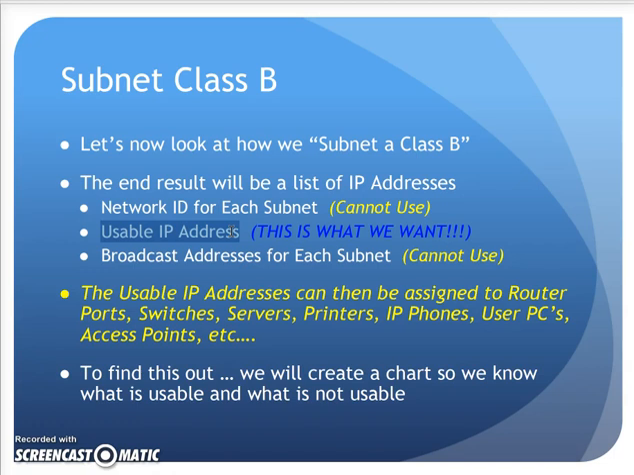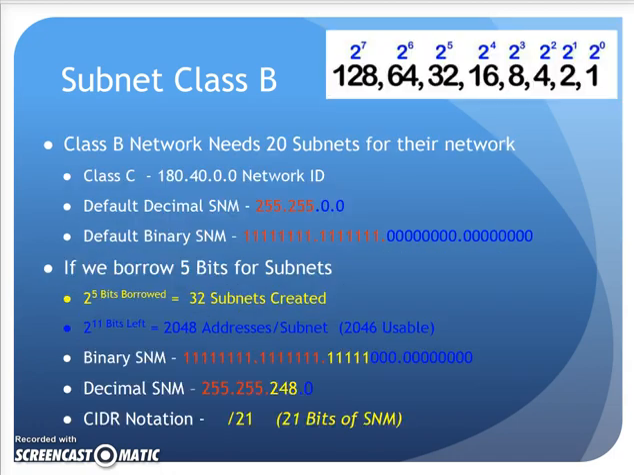and broadcast. So we know these numbers that we can actually assign to routers, switches, workstations, servers, printers, IP phones, access points, etc. Alright, so Class B. We're given a Class B network. 180.40.0.0 is the network ID. Default subnet mask 255.255.0.0. Here is the subnet mask in binary form.